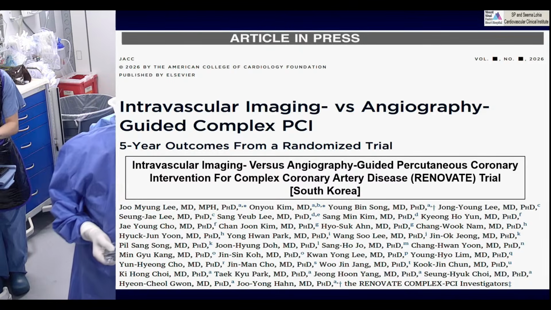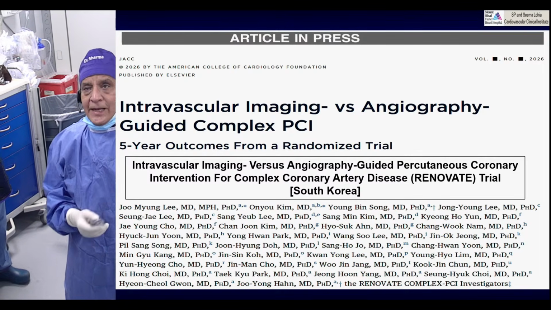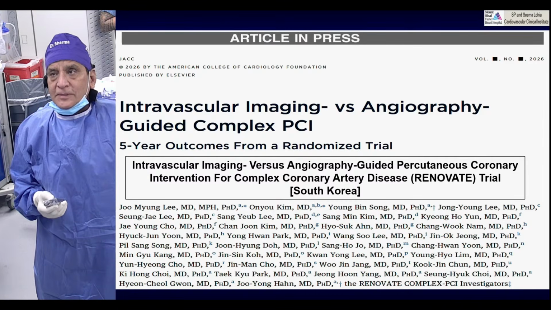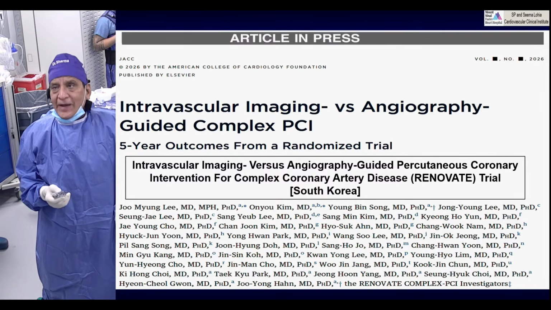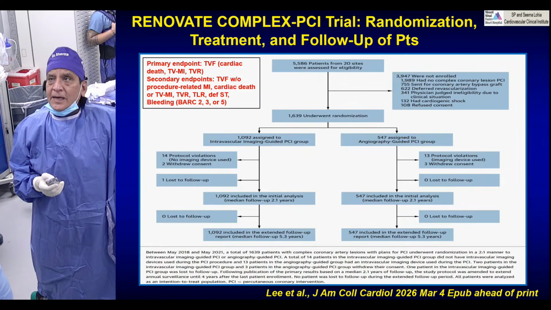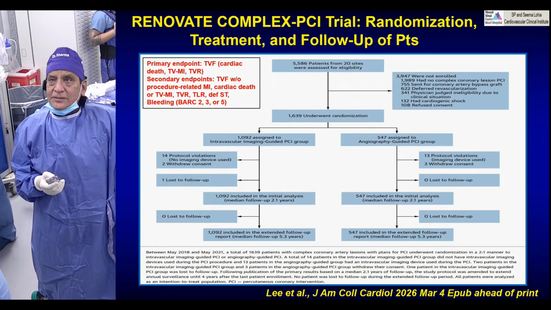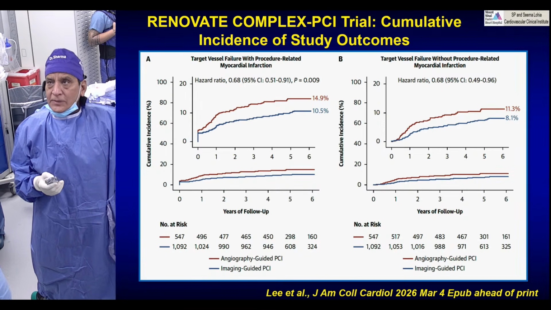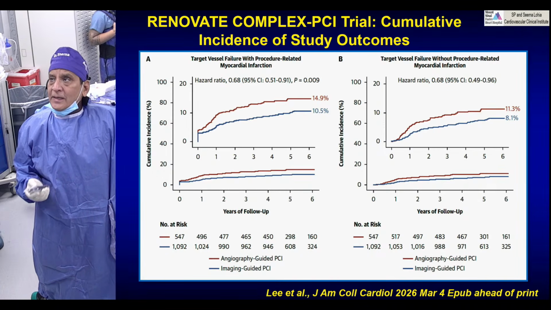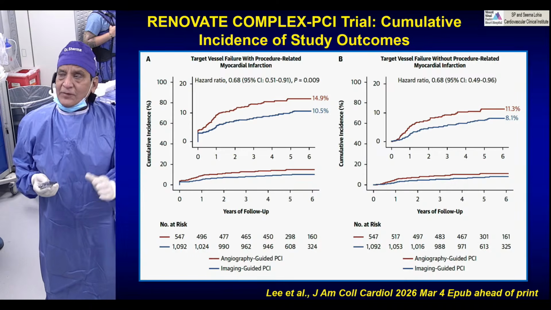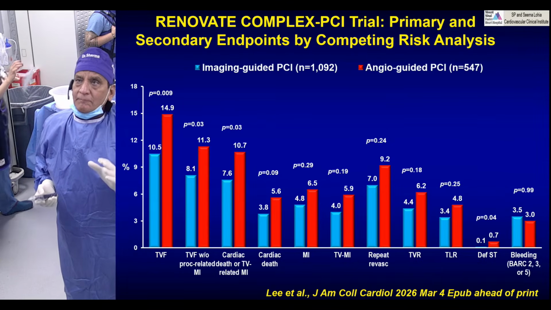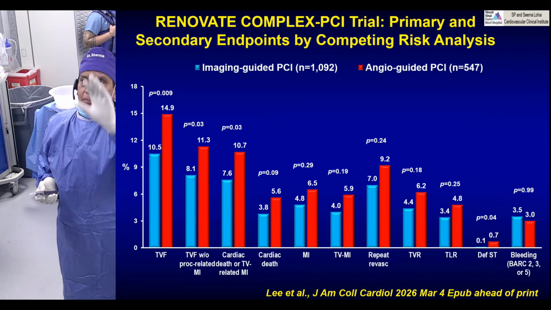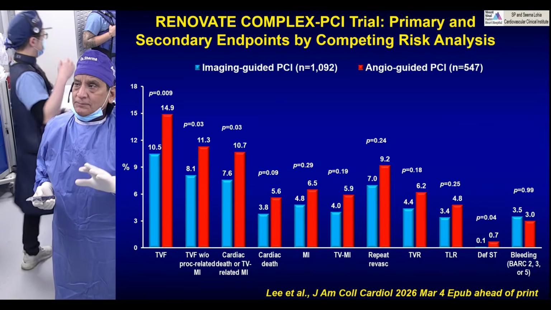Then another trial, which is from South Korea, RENOVATE, has been done. We presented that with a 2-year follow-up in the past, 2.1 years they showed. Now we have the 5-year outcome of this randomized trial. As you can see here, again, 2,000 plus patients with the primary and secondary outcome. And you see here, target vessel failure, 14.9 with the angiography, 10.5 with the imaging, and target vessel failure without MI is 11.3 versus 8.1. Clearly a benefit, again, of imaging compared to angio guided. Again, the blue bar is lower, including lower stent thrombosis and so on.